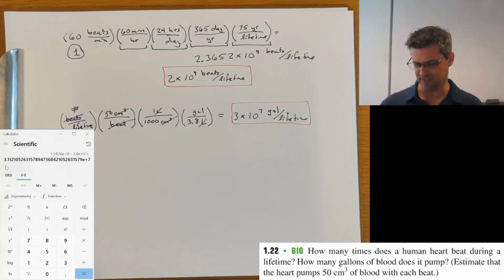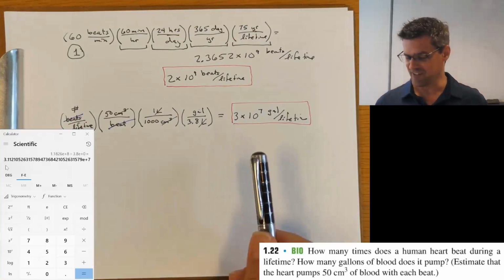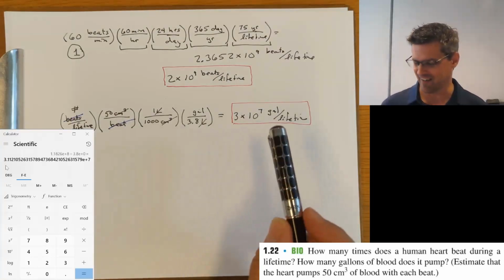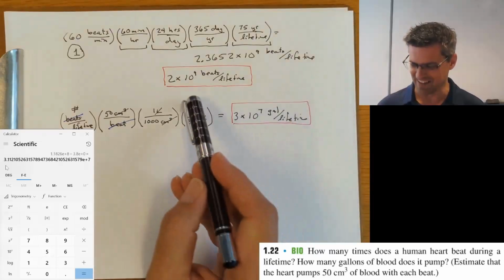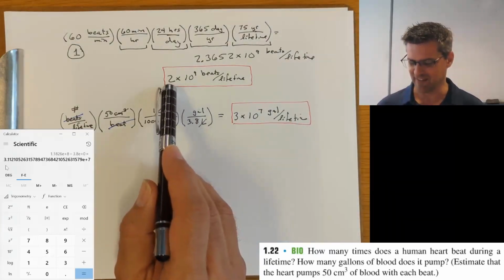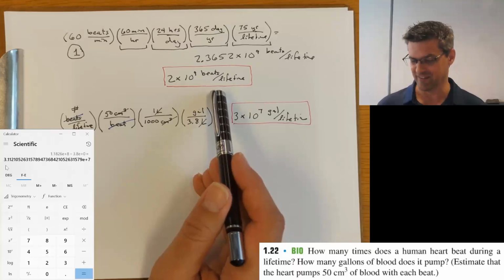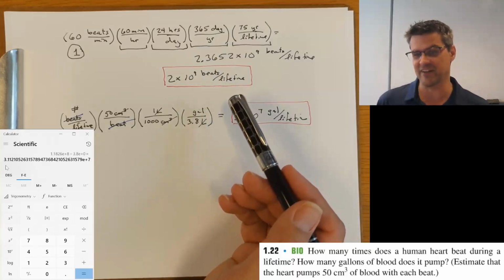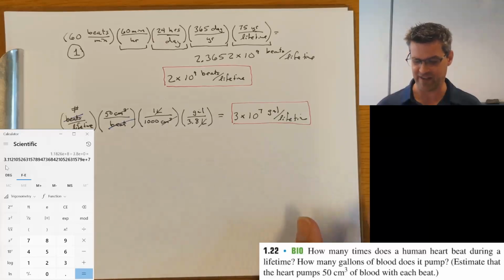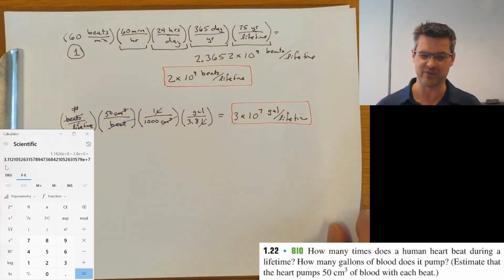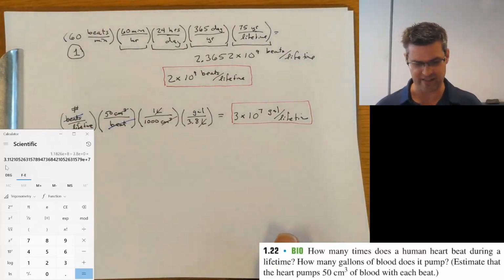Now, how good is this? It's good to within 10 million gallons. This is good to within 1 billion beats. So it's not a terribly great number, but it's a fair number, and it gives us a way of estimating whether the things that we're trying to do make any sense.